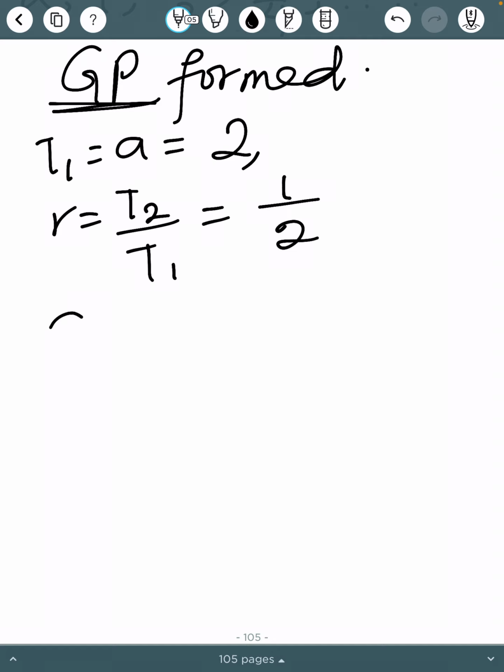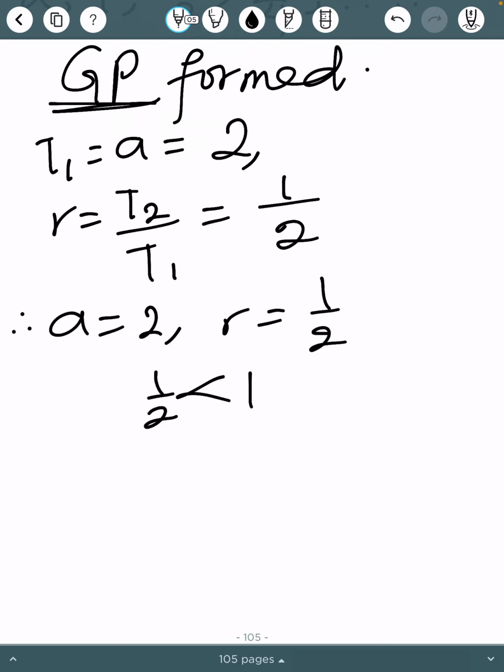So that means my first term is 2, and my common ratio is half. Half is less than 1. You understand? The common ratio here is less than 1. So I'm going to use the sum of n terms. The question says I should express the sum Sn of the first n terms.